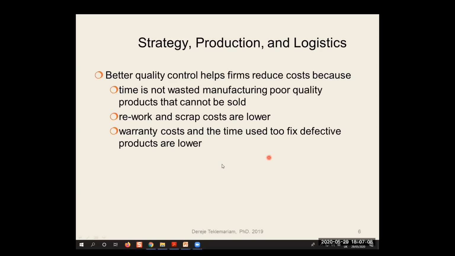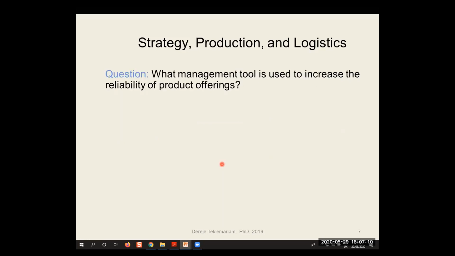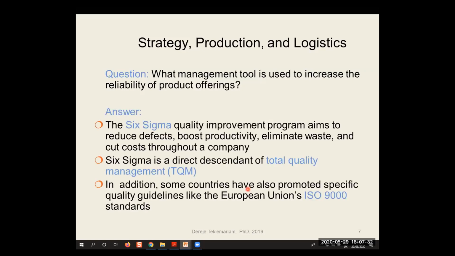So this is the first thing that I want to elaborate. The next important question in the global production and supply chain course, or chapter, is: what management tool is used to increase the reliability of product offerings? One important thing is the issue of reliability. It's not only cost, you know. There are a number of options, the issue of Kaizen, the Six Sigma quality issue. Read about this. I don't want to go into this. You are master's students, definitely.